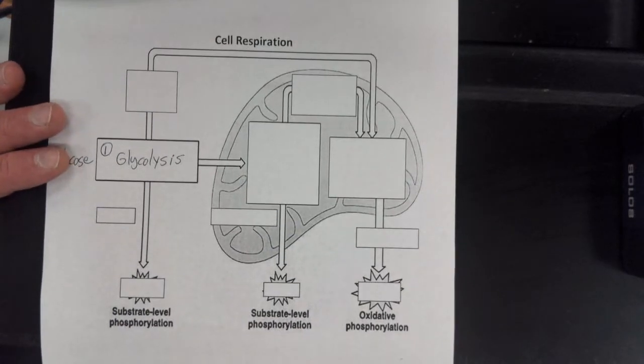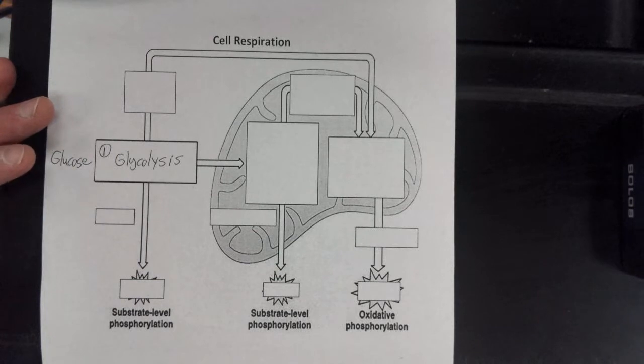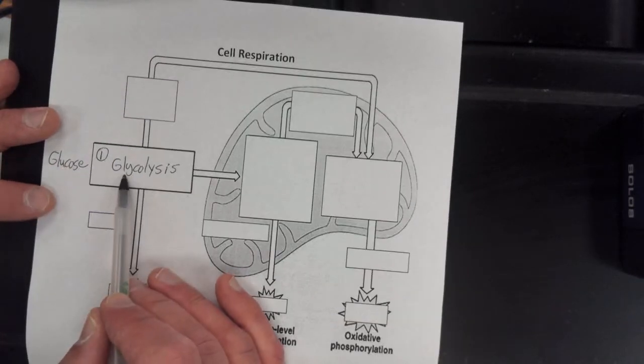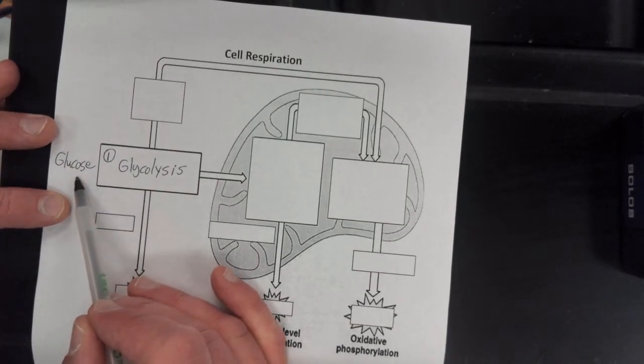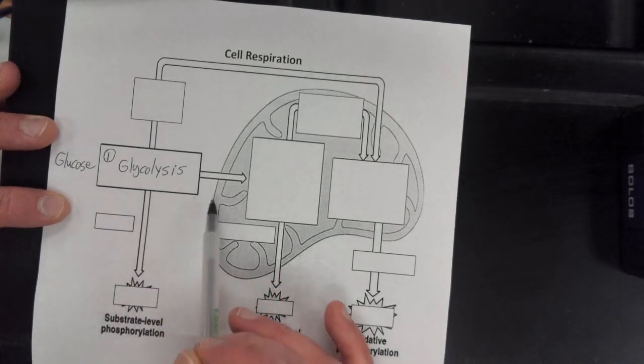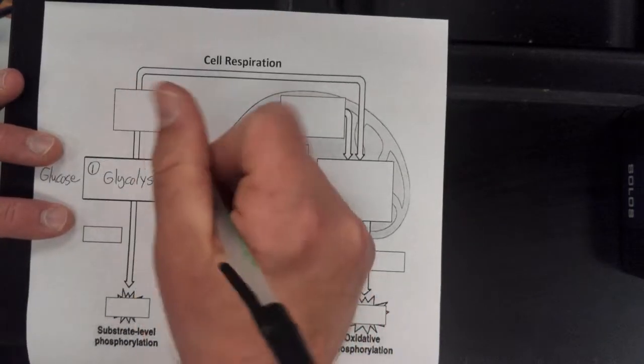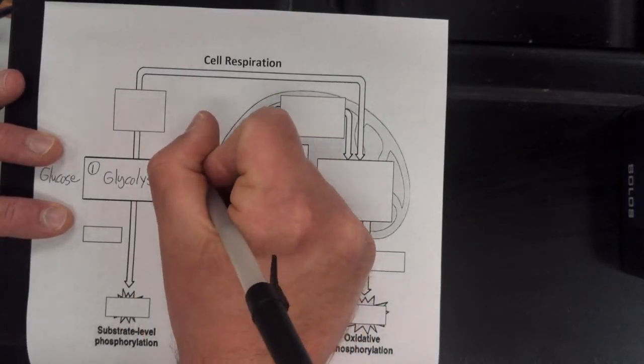Okay, now if you break down this word glycolysis, lysis means to split or break down, and glyco means sugar. So what's happening here is that glucose is going to get split in half, essentially, and it's going to form this intermediate chemical called pyruvate or pyruvic acid.